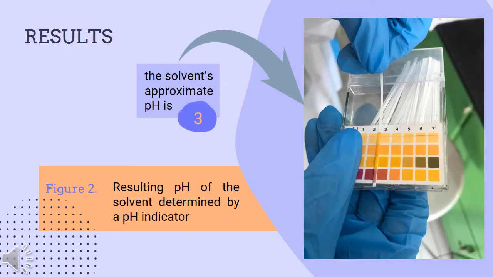After mixing the solvent, which is composed of butanol, acetic acid, and water, its pH was determined using a pH indicator. Here you can see that the solvent has an approximate pH of 3.